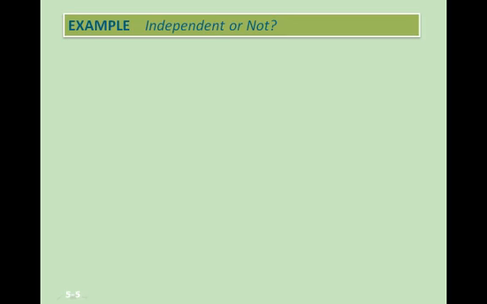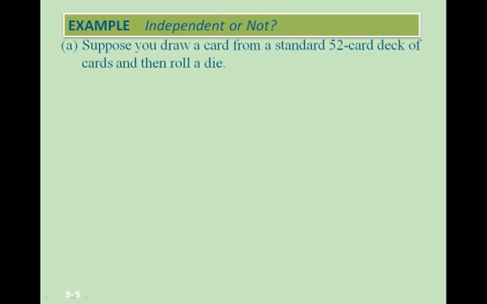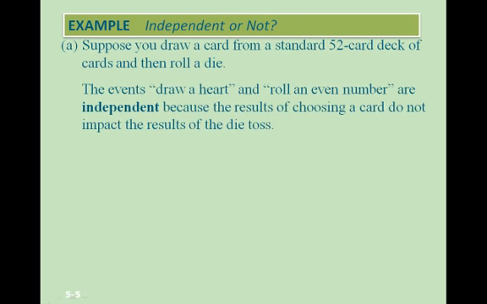So in this example, we want to identify whether or not these events are independent or not. For A, suppose you draw a card from a standard 52-card deck of cards and then roll a die. The events draw a heart and roll an even number are independent because the results of choosing a card do not impact the results of the die toss.